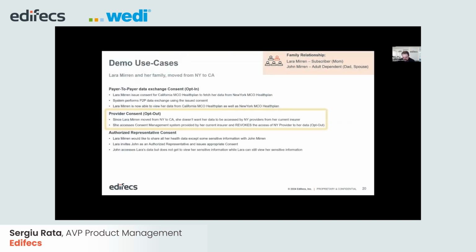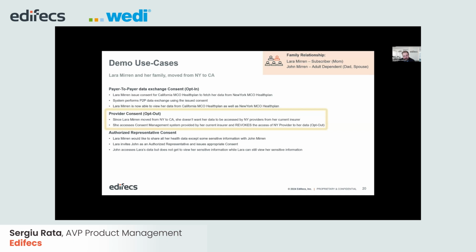In the next use case, what I would like to present is the so-called opt-out capability that is specified in CMS 57F. To remind you, the statute is about allowing the member to opt out of sharing data with specific providers. In this case, Lara Miran, since she moved from New York to California, doesn't want her data to be accessible by New York providers anymore, even if, for whatever reason, they may still be in the provider network. She doesn't want that data to be accessible by New York providers at all.